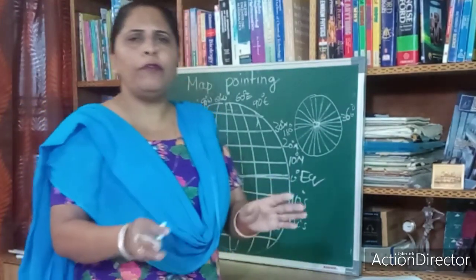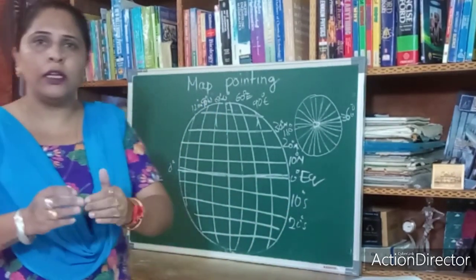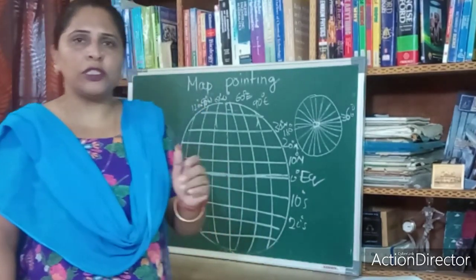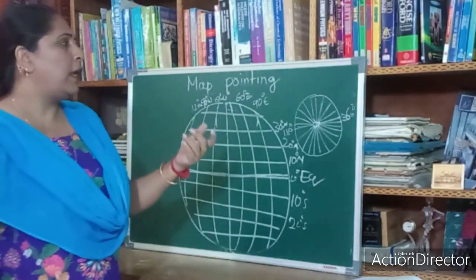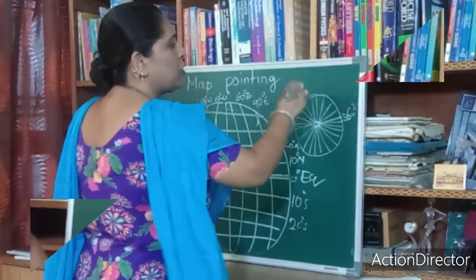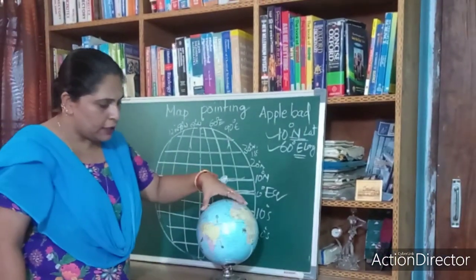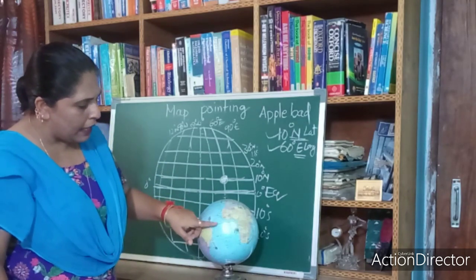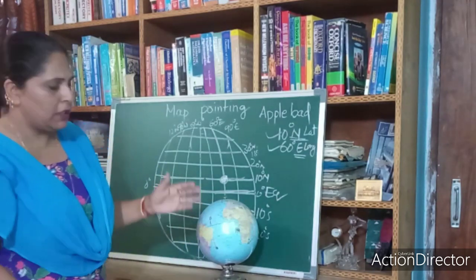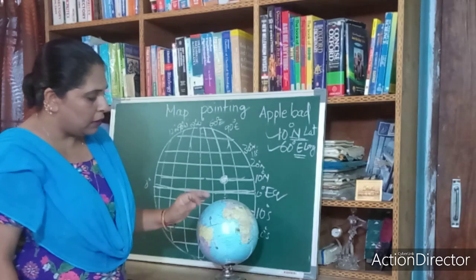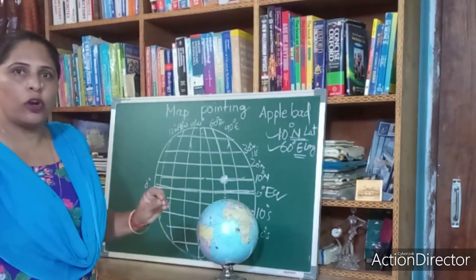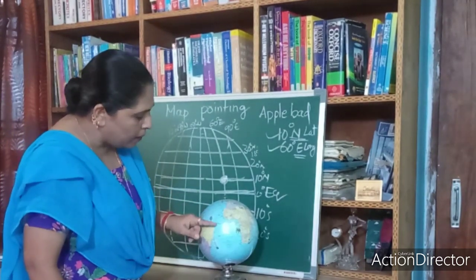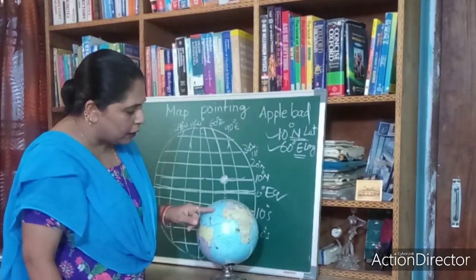Now we are learning how to locate a place. Suppose a place is given. This is the globe. In the globe, we can see the equator, but it is not that clearly visible because it is a small representation, and the letters and numerals also are not that visible. But we can see that it is divided into latitudes and so on.